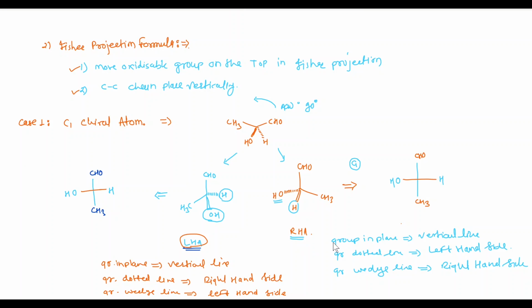the Fischer projection formula. The second case, in which we have to study molecules with two or more chiral atoms and their conversion from the dotted wedge line formula into the Fischer projection formula. Second case, a molecule containing two or more chiral carbons is present. Let us see the example.